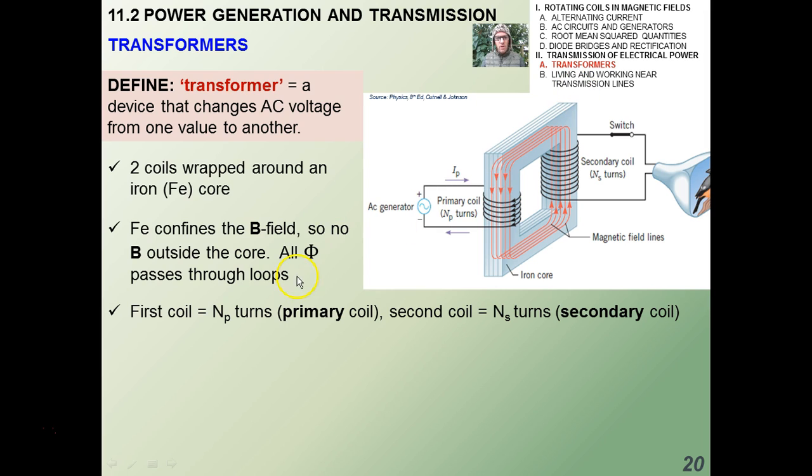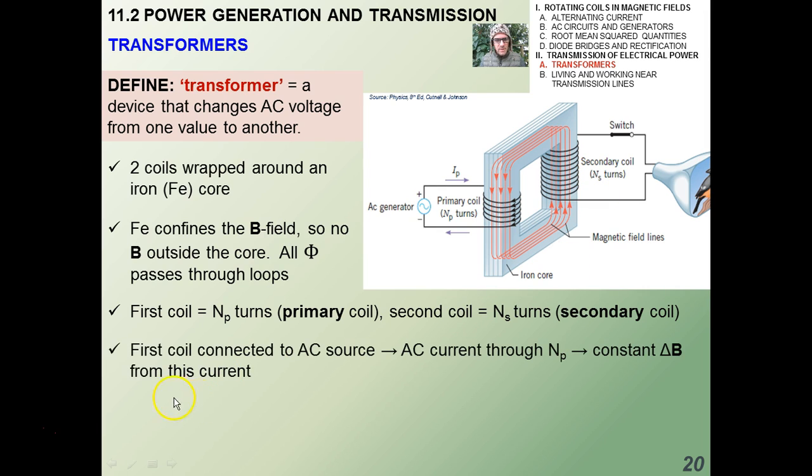Now, the first coil, which is called the primary coil, has N sub P turns. Remember how that variable N was very important in Faraday's law? We've basically been ignoring it. Well, now we're not going to ignore it. We're going to exploit that N to do something useful, okay? The second coil is called the secondary coil, and that's usually called N sub S turns, okay?